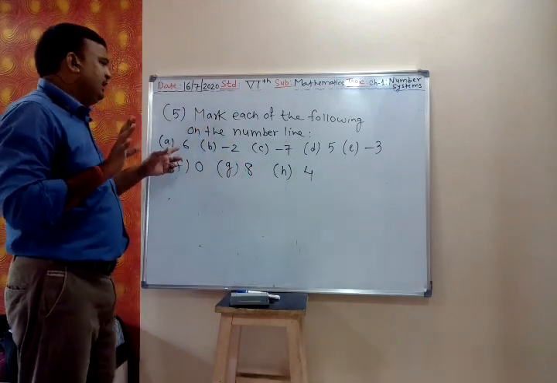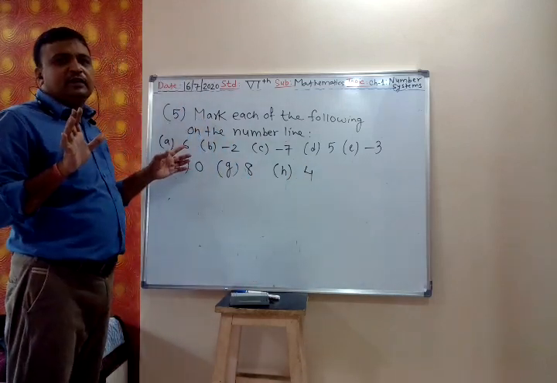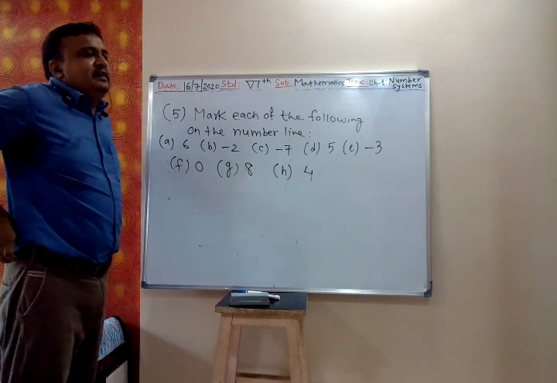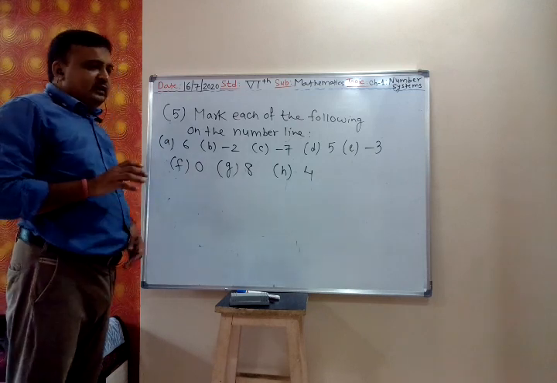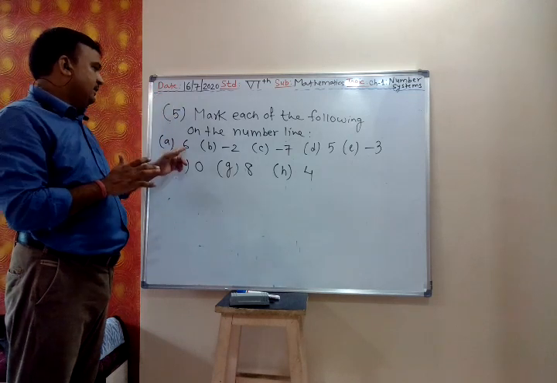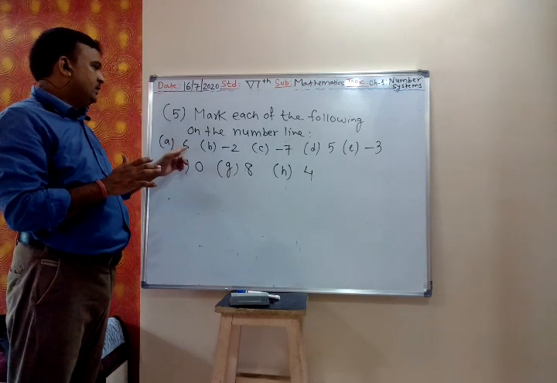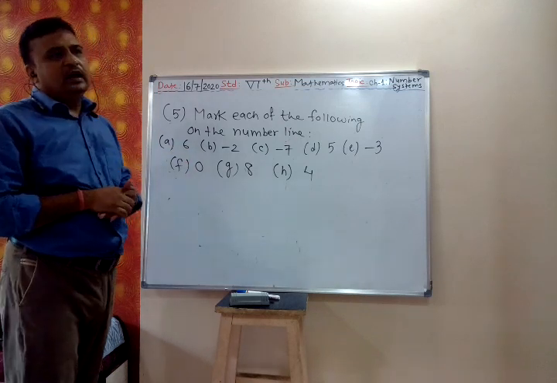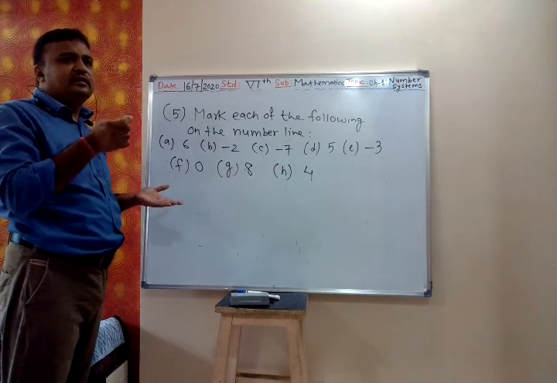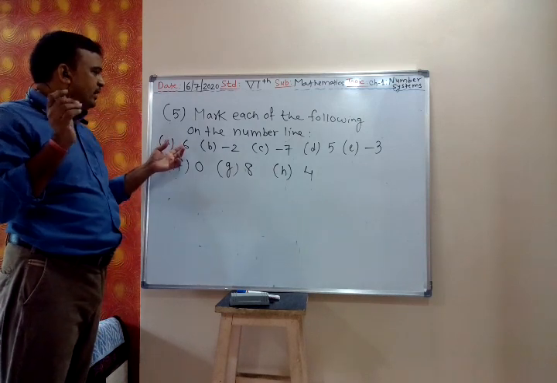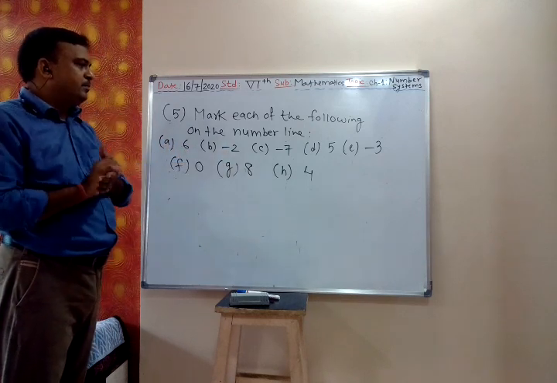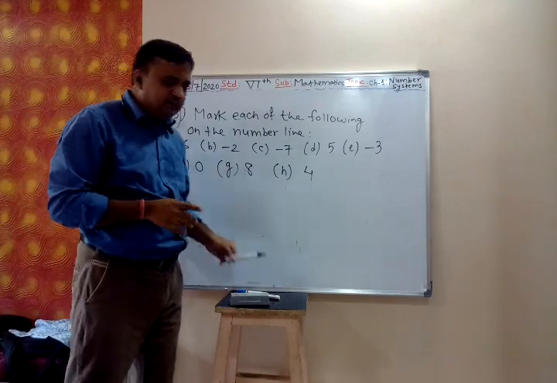You have to write. See, you have to plot the number 6. That means you have to go up to 6. You can write 7, 8, 9, no problem. You can write from 0 to 10. Then you have to circle 6.